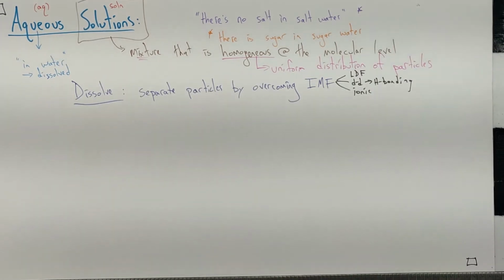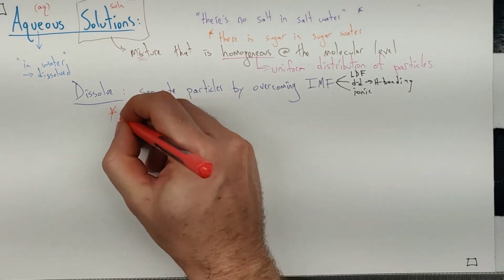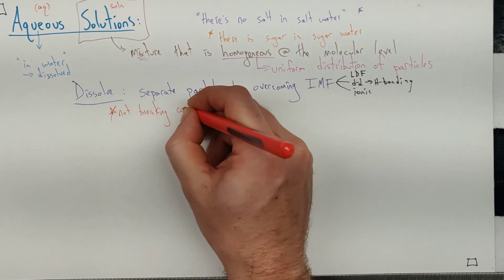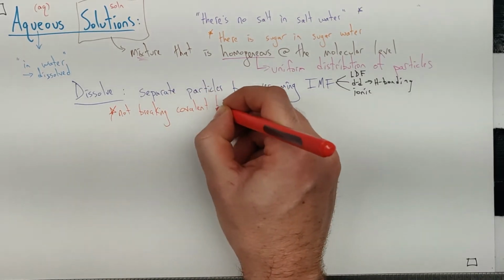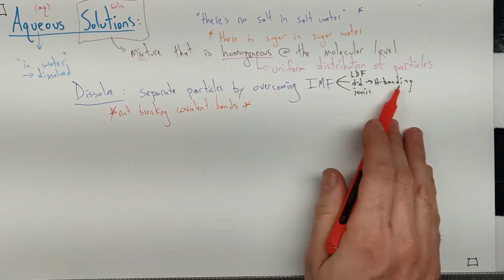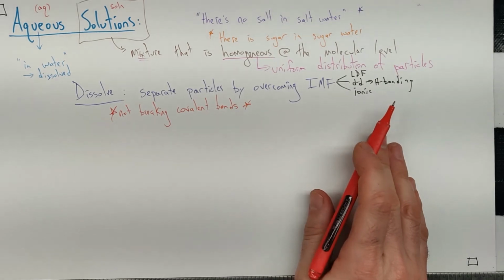It's important for us to note, and I said it earlier, when we're talking about dissolving, we are not breaking our covalent bonds. All right, that is not happening. We are overcoming intermolecular ionic forces, though, at times if we need to.